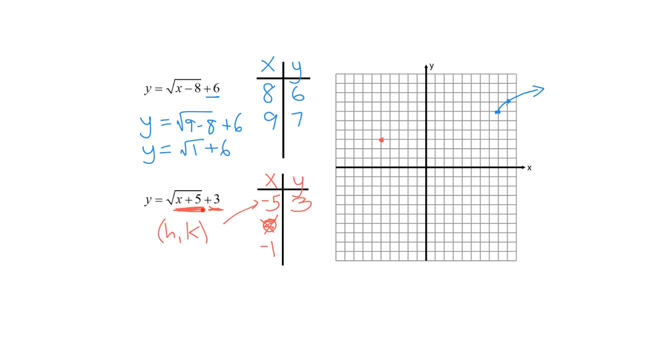Negative 1 plus 5 is 4. The square root of 4 is 2. 2 plus 3 is 5. So my y value is 5. So negative 1, 5 is also on my curve, which is right here. So again, I know that it's curving up and to the right, like so. And there is my curve for my square root function for the second example.